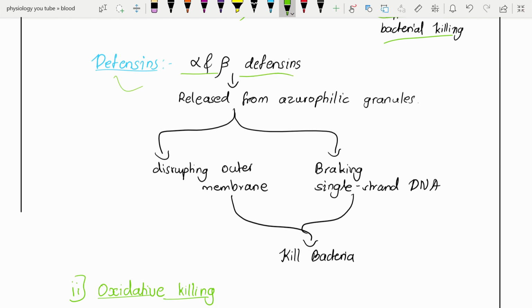Defensins, alpha and beta defensins, are released from the azurophilic granules. They have two mechanisms. They might disrupt the outer membrane, and also break the single-stranded DNA. Both will kill the bacteria.